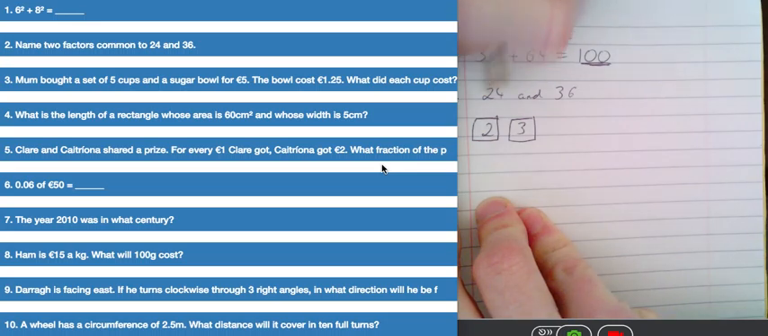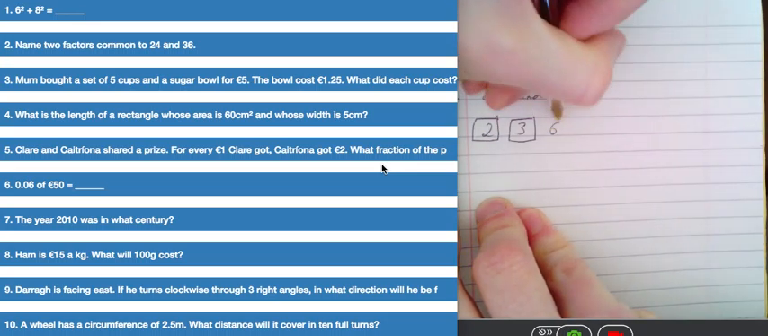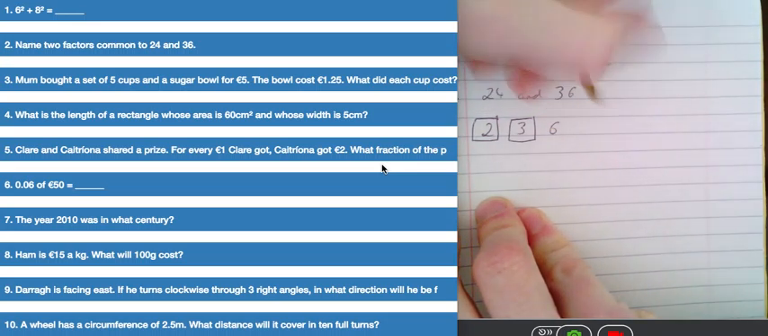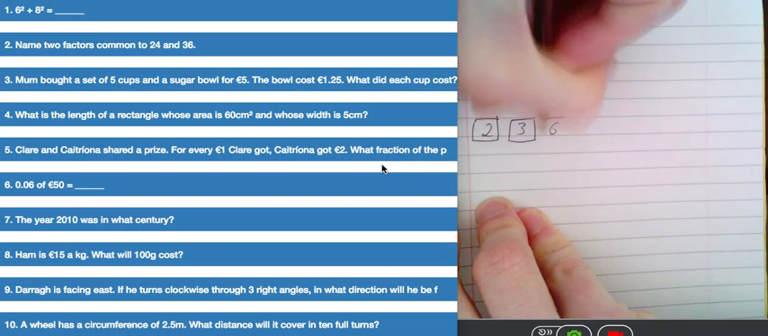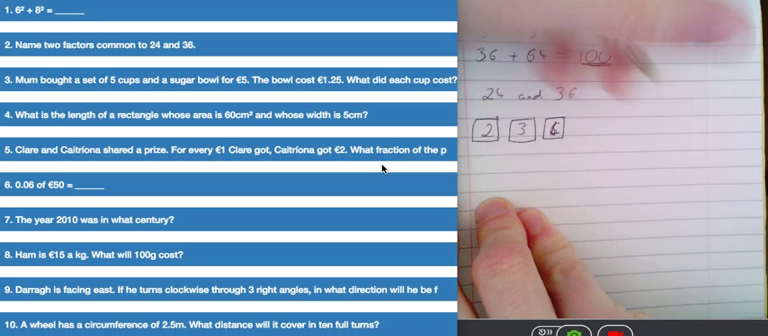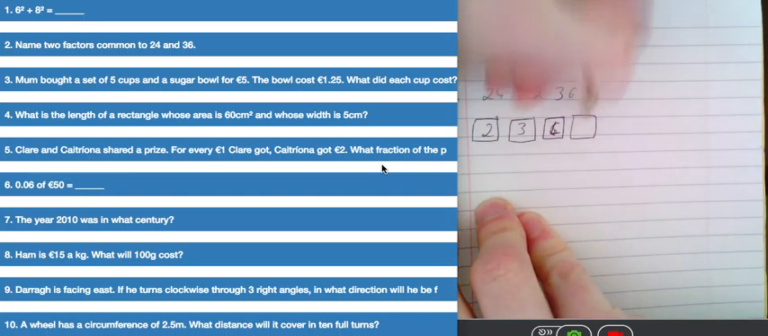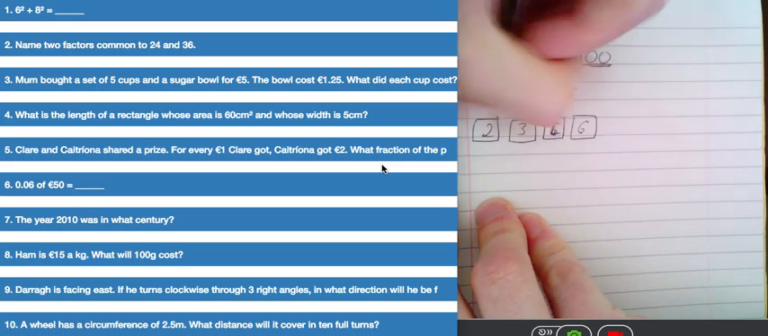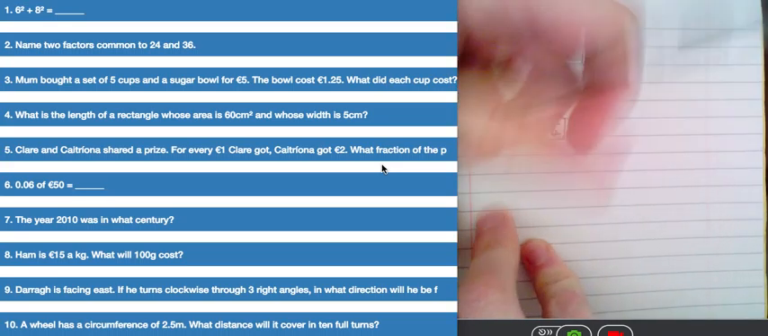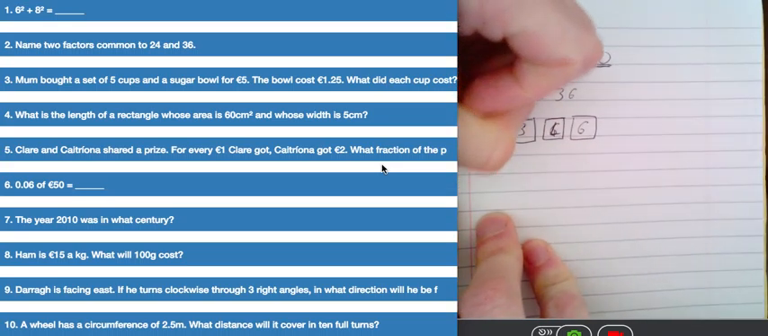The number 4 fits into 24 6 times. 4 fits into 36 9 times, so the number 4 works. Number 5 doesn't fit into 24 or 36. Number 6 fits into 24 4 times and 36 6 times. So we have lots of numbers there, so we'll stay at 2 and 3. We'll go with those as the answers for question 2.